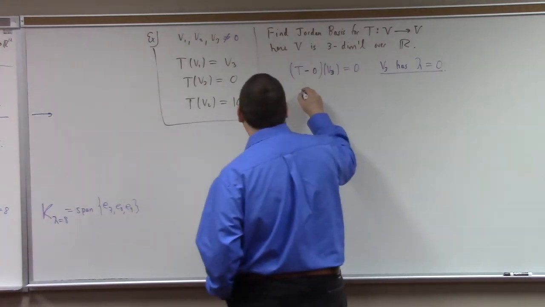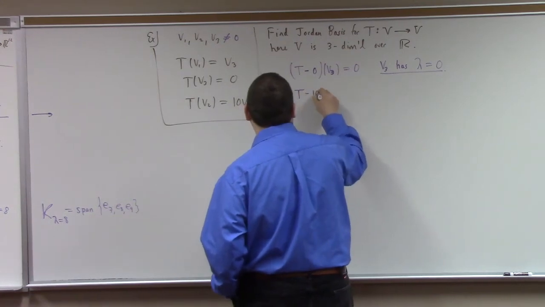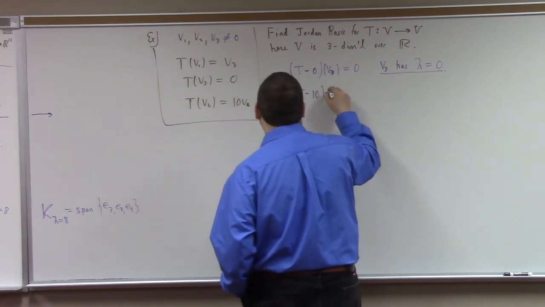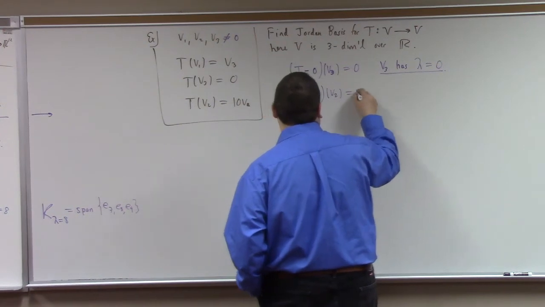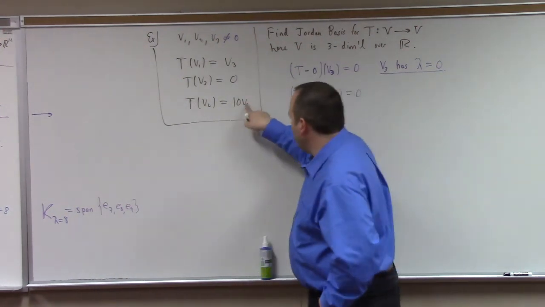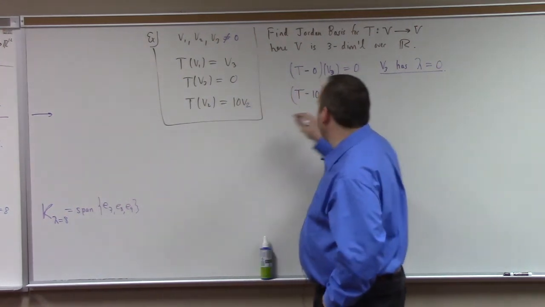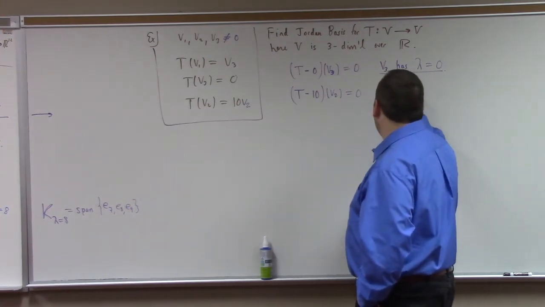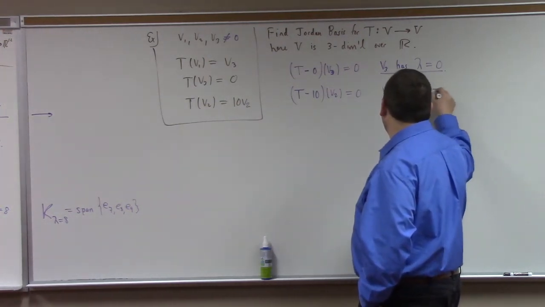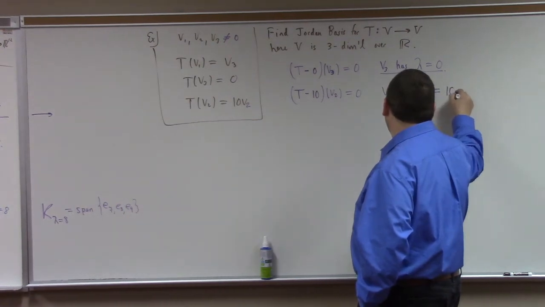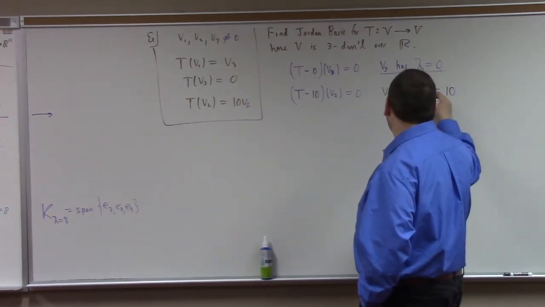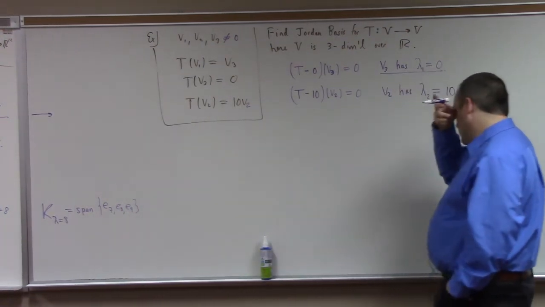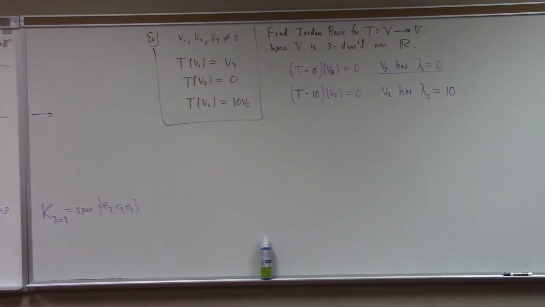And then also, how about T minus 10? T minus 10 acting on V2 gives us what? This should also make it clear that V2 is an eigenvector, lambda equal to what? 10, let's say. So let's call the first one lambda 1, and let's say that the eigenvalue lambda 2 is 10. Let's say lambda 1 is 0.